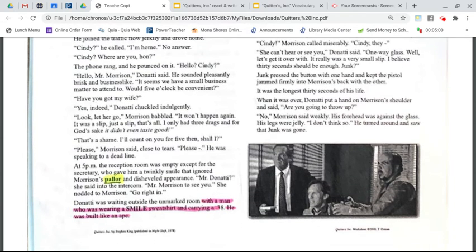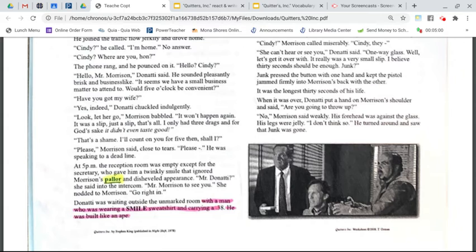Look, let her go, Morrison babbled. It won't happen again. It was a slip, just a slip. That's all. I only had 3 drags, and for God's sake, it didn't even taste good. That's a shame. I'll count you on for 5 then, shall I? Please, Morrison said, close to tears. Please, he was speaking to a dead line.